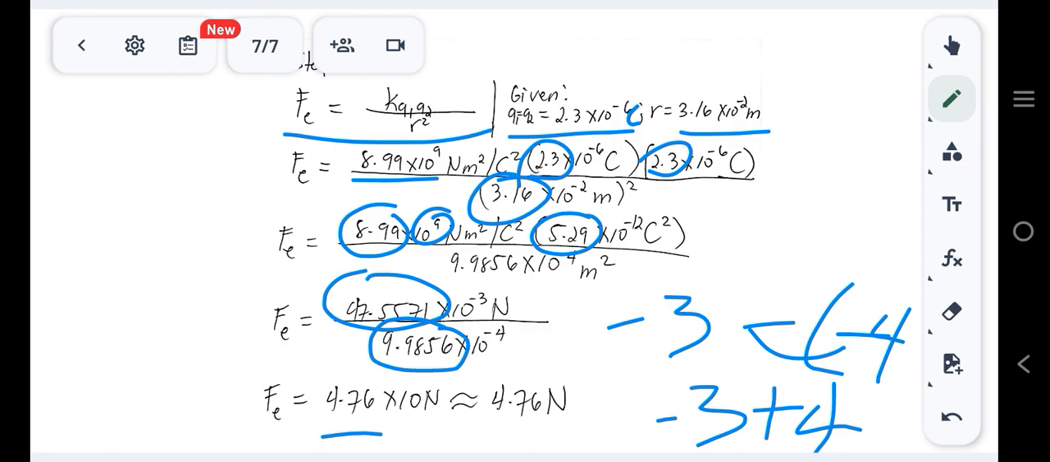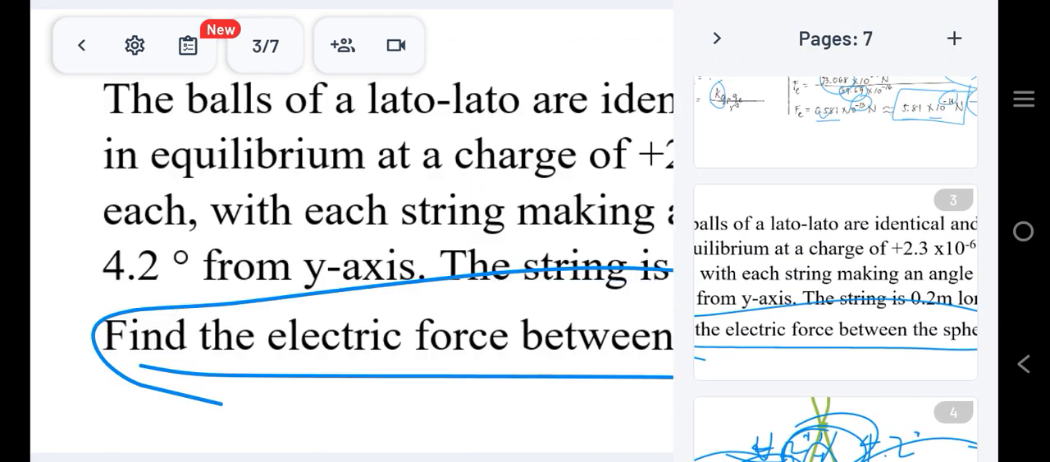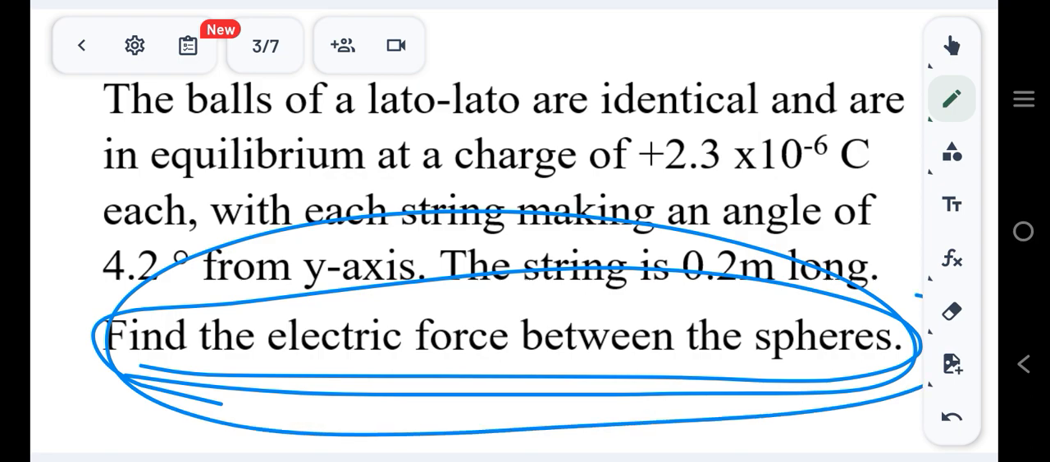So basically, we won't write 4.76 times 10 raised to 0 Newton, because it is understood that it has only one decimal point, right? So that will become 4.76 Newton lang. And this is our electrical force, the final answer to the question on our lato-lato problem. The electrical force, therefore, between the balls of a lato-lato is 4.76 Newton, having an equilibrium at a charge of 2.3 times 10 raised to negative 6. Alright, so that is all for the sample problem.